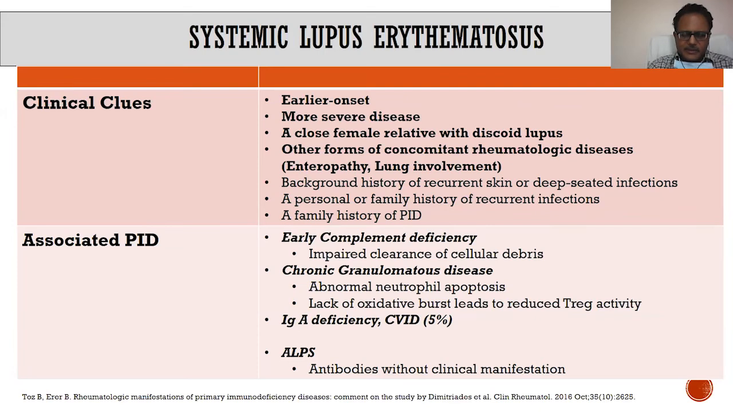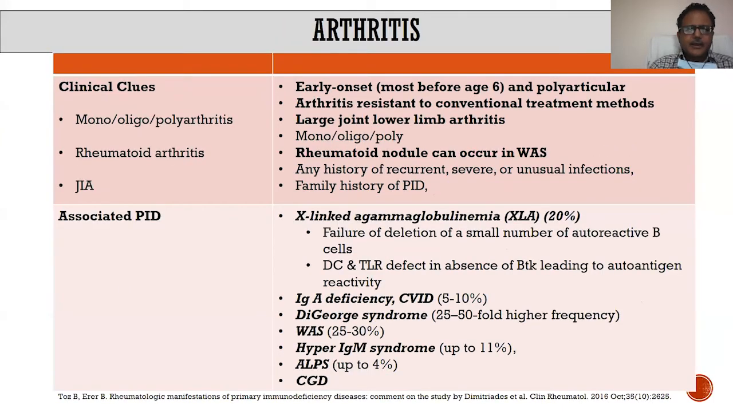So complement deficiency, CGD, IgA deficiency, and an entity called autoimmune lymphoproliferative syndrome. Similarly, if somebody has polyarthritis, especially early onset polyarthritis, these people are also likely to have primary immunodeficiencies. The ones are X-linked agammaglobulinemia, IgA, DiGeorge syndrome, Wiskott-Aldrich syndrome, hyper IgM syndrome, chronic granulomatous disease. So various combinations of primary immunodeficiencies can be seen in these patients.